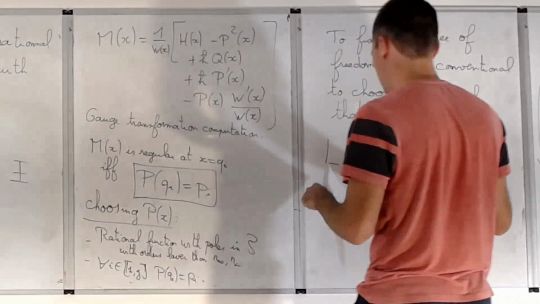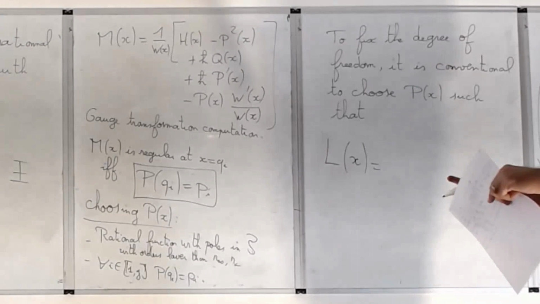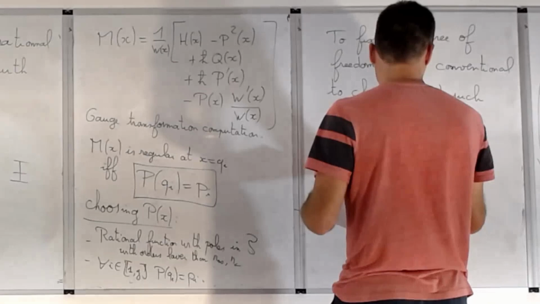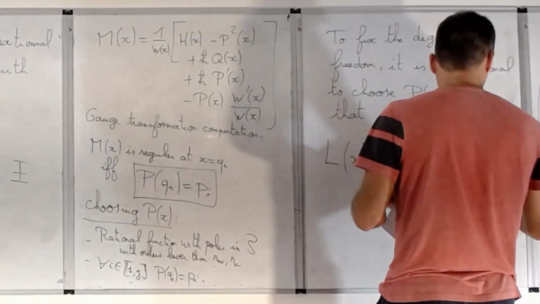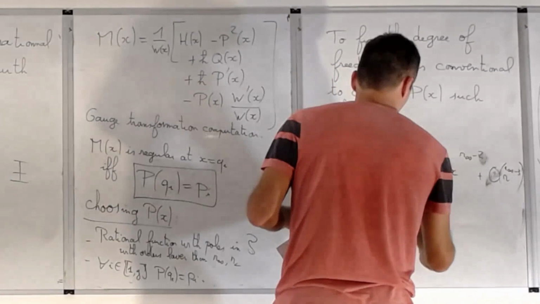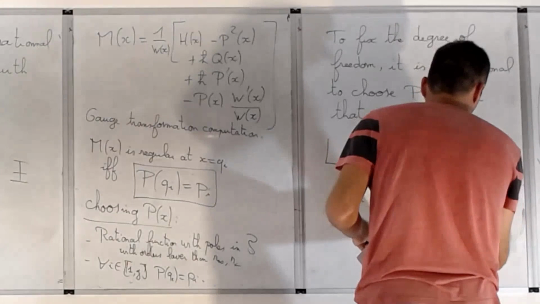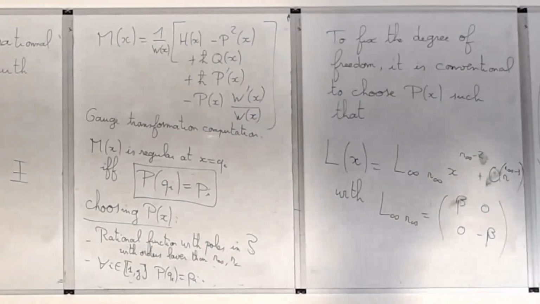So that the leading order of your Lax matrix here should be of the simplest form possible, which is diagonal with opposite eigenvalues. So you want it to be of order R infinity minus 2, with, let's see, I'll call it, so you want it to be diagonal, and it's of course traceless because of the formula here.